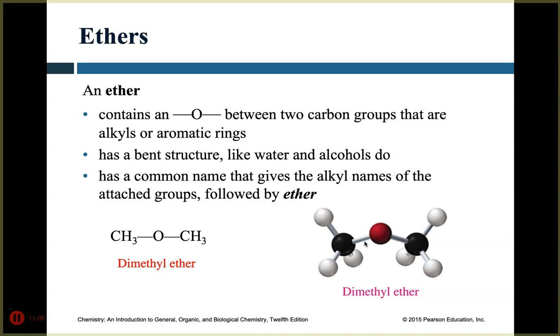So ethers. This will be the last type of functional group that we'll discuss in this lecture. The main defining characteristic is this carbon-oxygen-carbon group. It is bent, even though when we draw it, it kind of looks like it's linear, especially down here with the dimethyl ether. There are 2 lone pairs on the oxygen, so it actually has the bent structure just like water does.